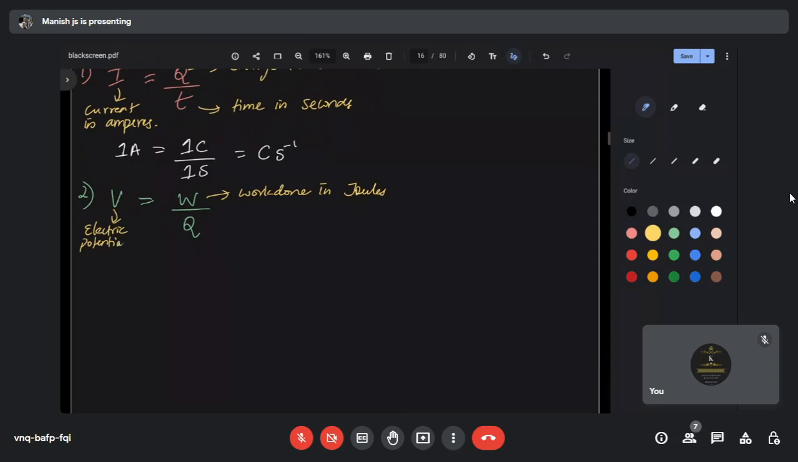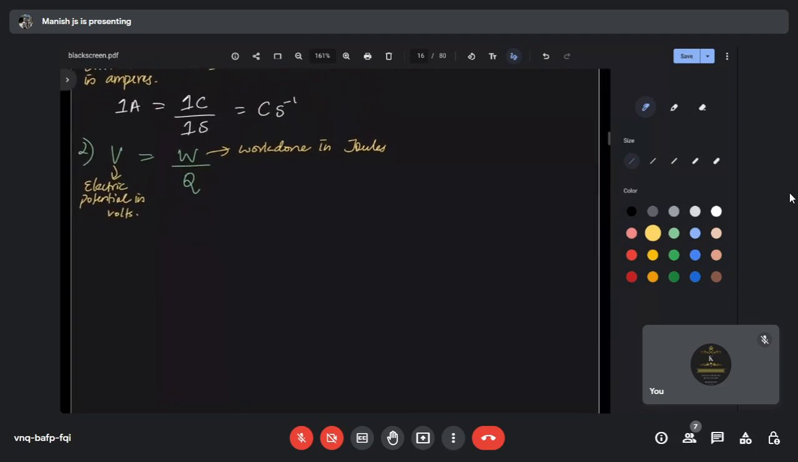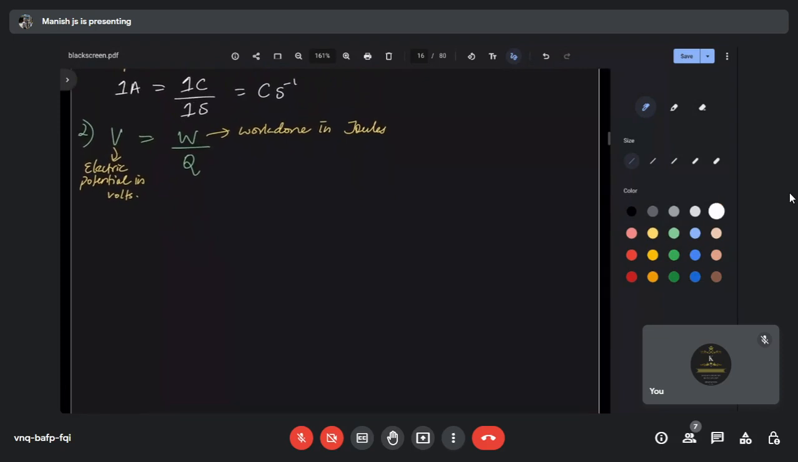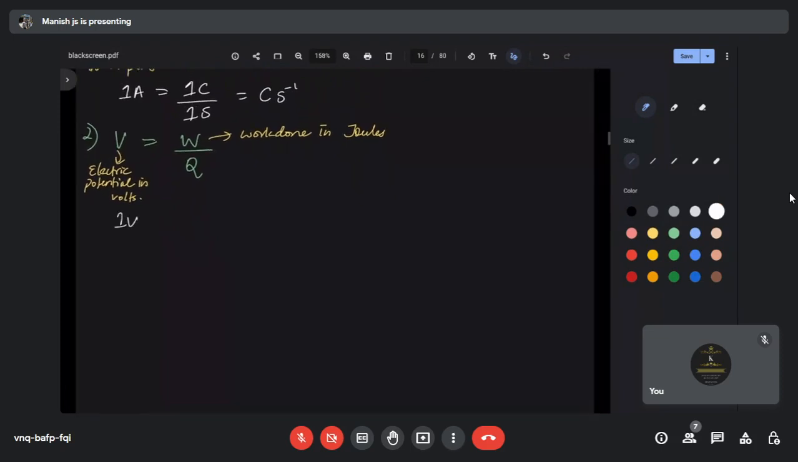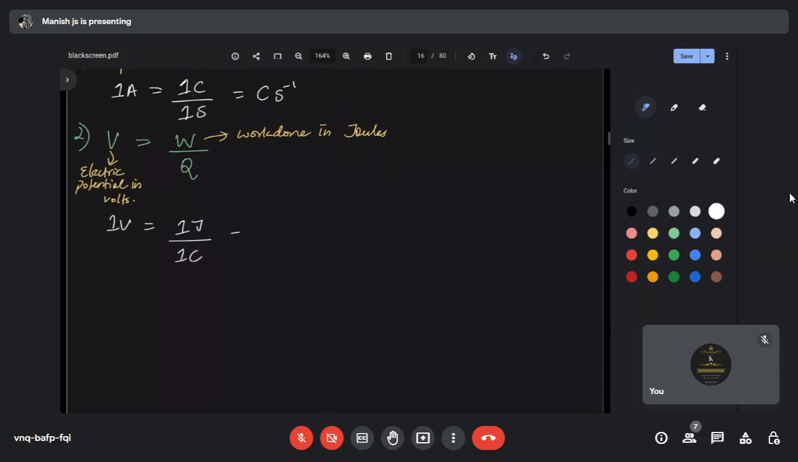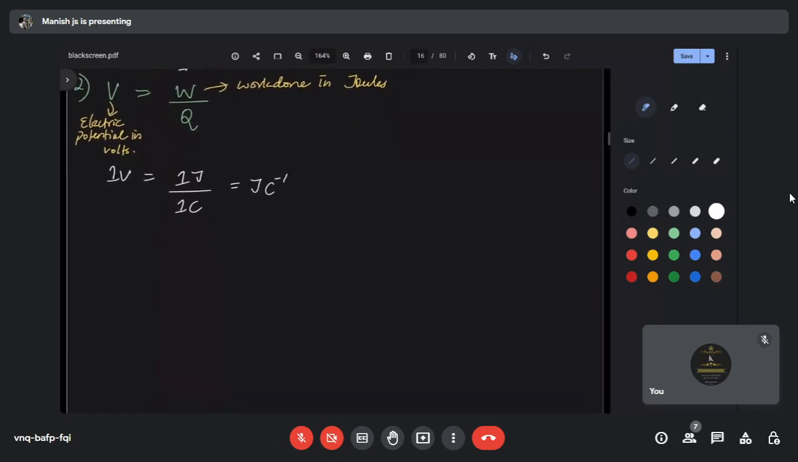What is the unit? It is volts. So we can say 1 volt is equal to 1 joule upon 1 coulomb, which is nothing but joule coulomb inverse. This is the second formula.